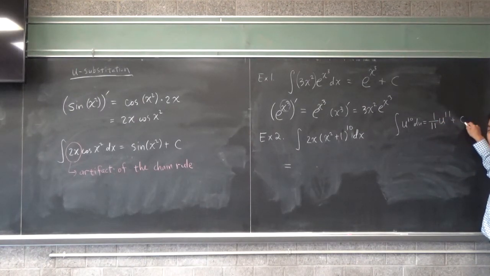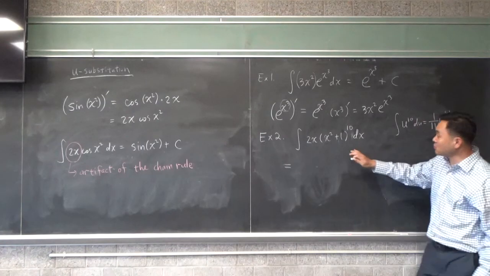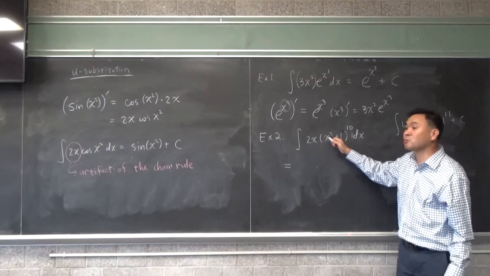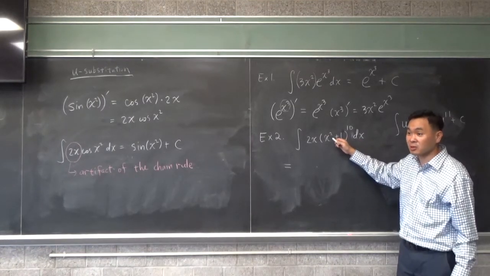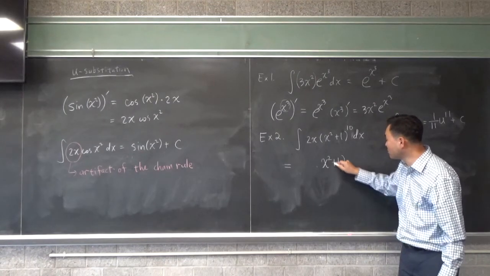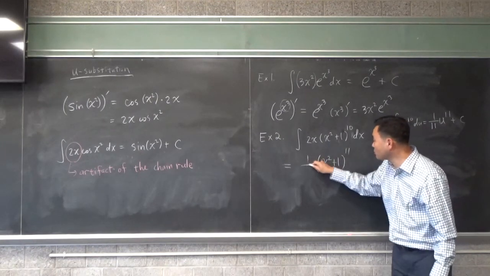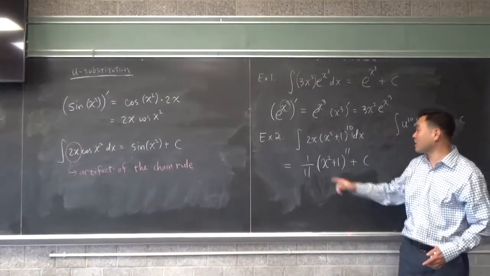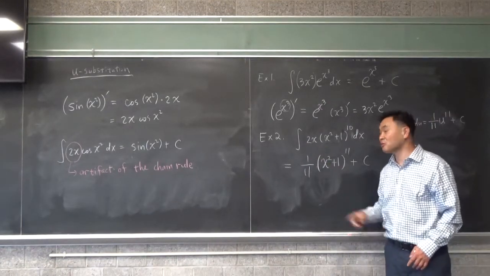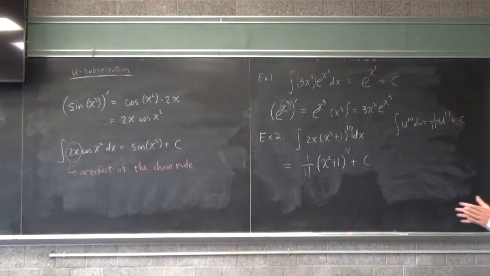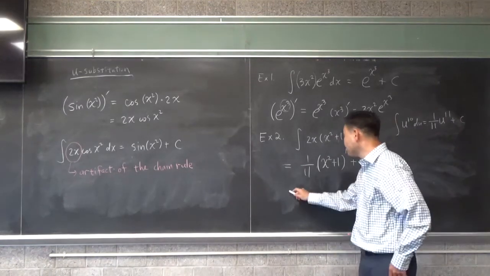But instead of this u, what's taking the role of u here? x squared plus 1 is taking the role of u. So you put x squared plus 1 to the 11th power, times 1 over 11, plus c, and I don't care about 2x because that's going to be created by the chain rule. This is an artifact of the chain rule. Now let's check whether that's correct.